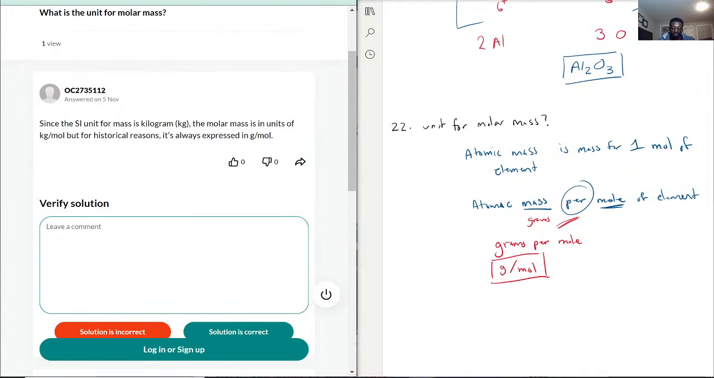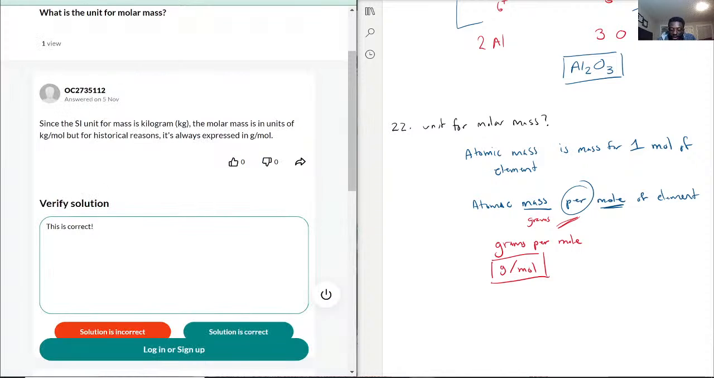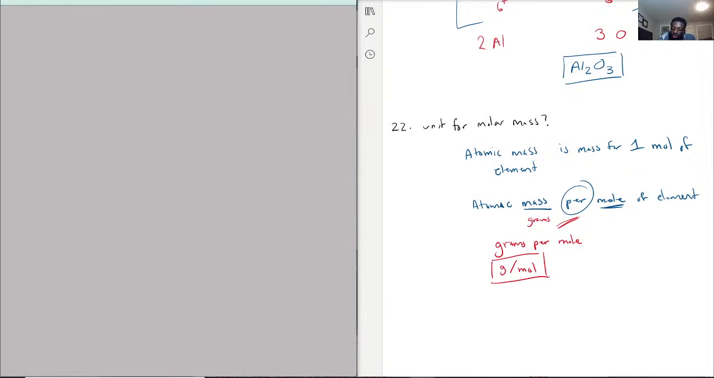Yeah. So this is correct. Typically, mass is usually expressed in kilograms, but on the periodic table, the atomic mass there is expressed in grams. Okay, let me just see if I can expand this. It does not look like it. Okay, that's fine. But yeah, exactly, this is still correct. And now let's look at question 23.